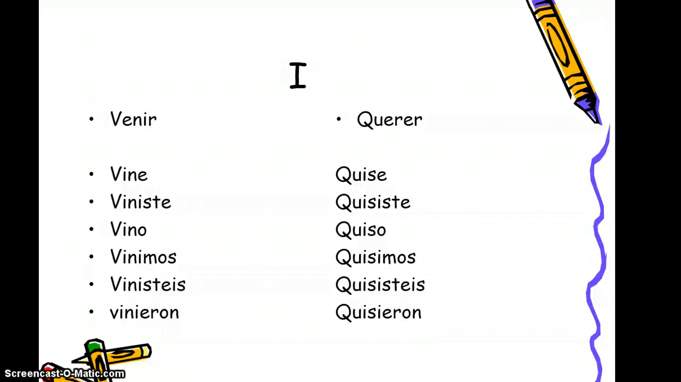In the I group, we also have three big verbs that are very commonly used, venir, querer, and hacer. So, if we conjugate venir in the preterite, again, no accents. Notice we're not to the Y part of FUJIY, so there are no accents up to now. We change that first E to an I. Same thing is going to happen with querer. Vine, viniste, vino, vinimos, vinisteis, vinieron. And with querer, we get quise, quisiste, quiso, quisimos, quisisteis, and quisieron.